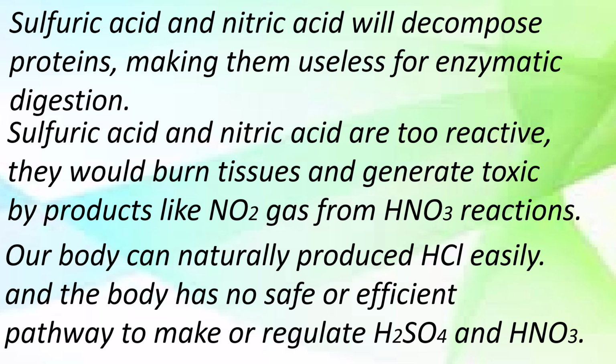Our body can naturally produce HCl easily. So hydrogen ions and chloride ions are easily combined to form HCl, but the body has no safe or efficient pathway to make or regulate sulfuric acid and nitric acid. So naturally our body produces HCl easily, but there is no safe or efficient pathway to make sulfuric acid or nitric acid.